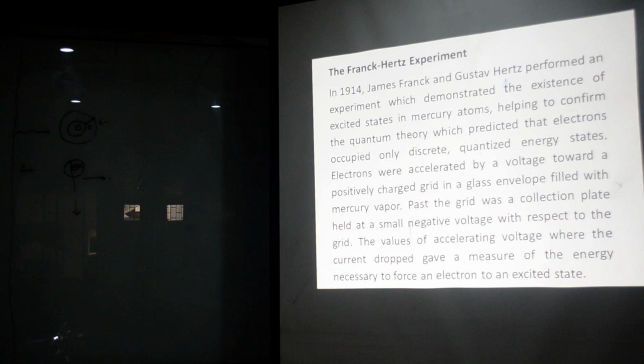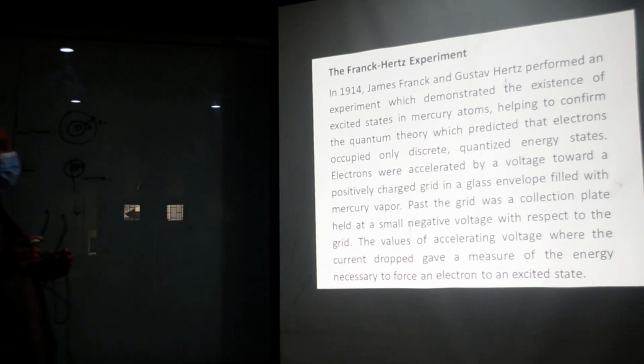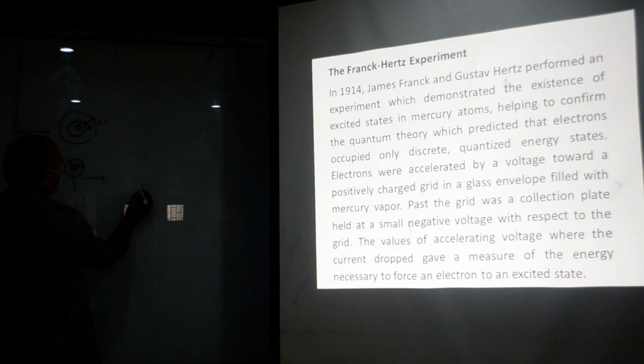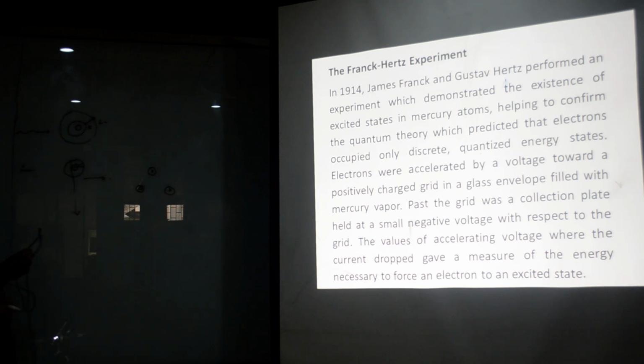Here in this experiment, we will use this second method. Electrons were accelerated by a voltage towards a positively charged grid in a glass envelope filled with mercury vapors. When I use the term vapor, I mean it is in the gaseous state. The mercury is in the gaseous state so that one atom is not influencing the other atom. Every atom is independent. Now, this is the setup for that.